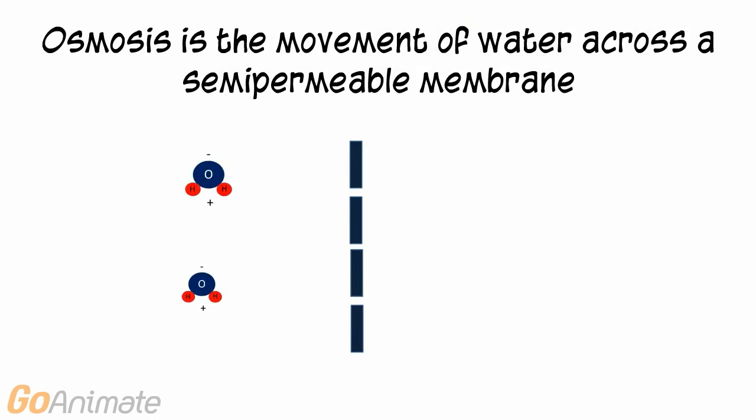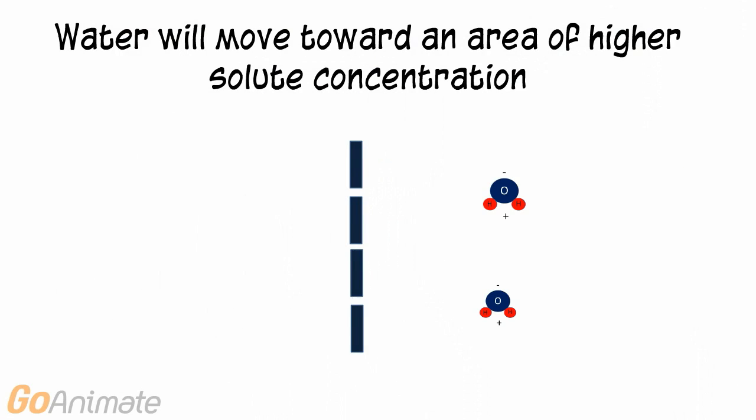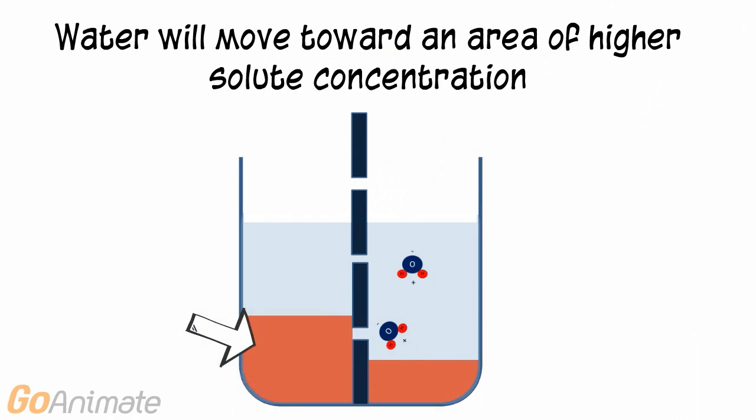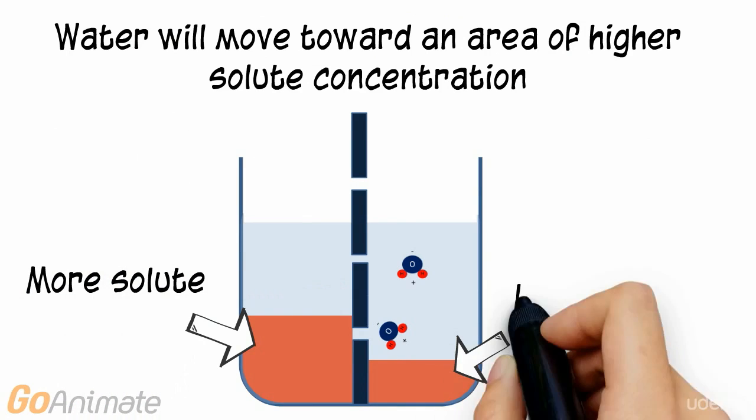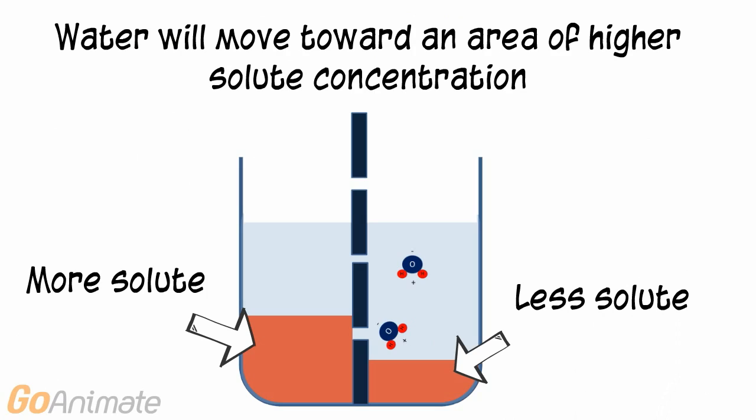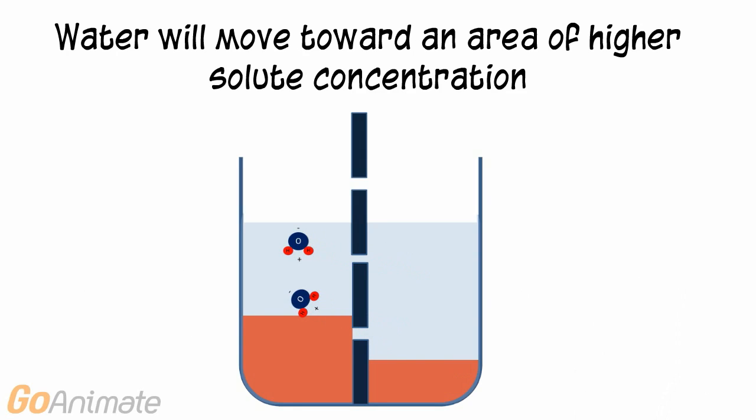In osmosis, water moves through a semi-permeable membrane, which is a membrane that allows water through, but not solute. Water will move toward an area of higher solute concentration. If a beaker is separated into 2 compartments by a semi-permeable membrane, and each compartment has a different solute concentration, water will move toward the area of higher solute concentration.